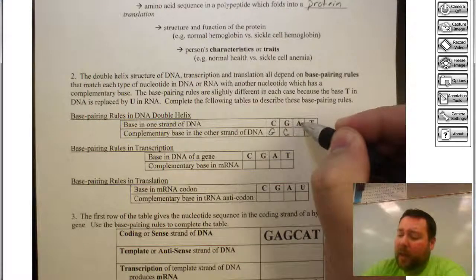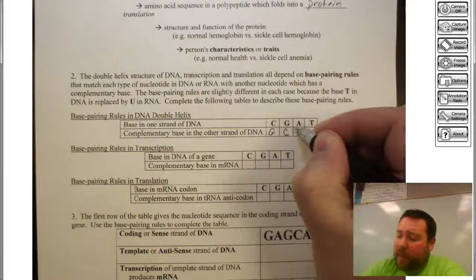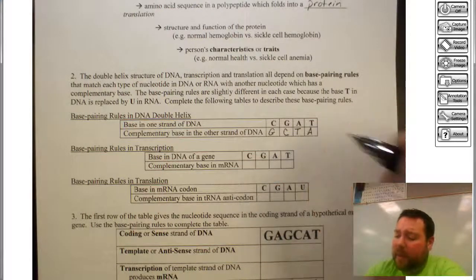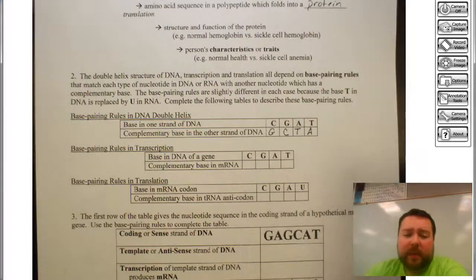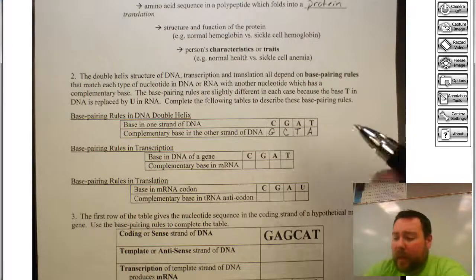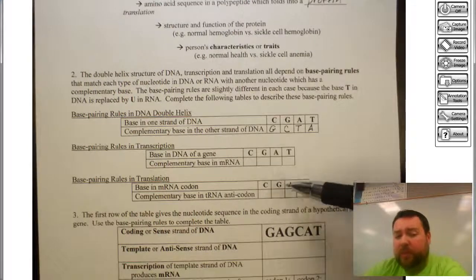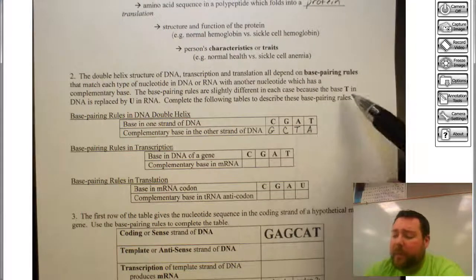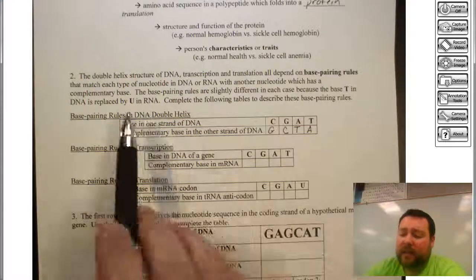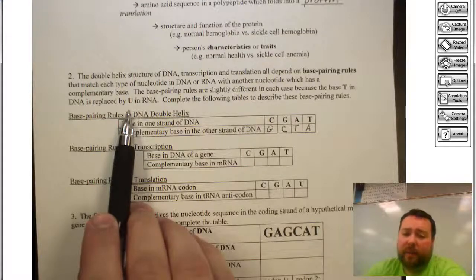The opposite of adenine is thymine, and the opposite of thymine is adenine. So we have these base pairs. We know they're opposite of one another. Now, that mostly works for RNA. However, as it says in the paragraph above here, RNA doesn't have thymine. So instead, it is uracil that is in RNA.